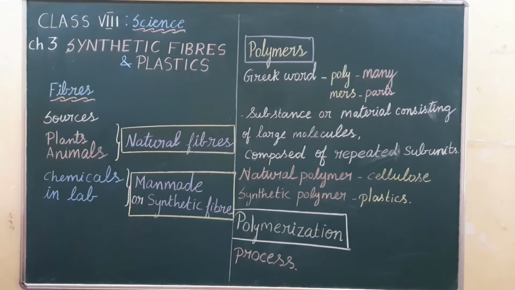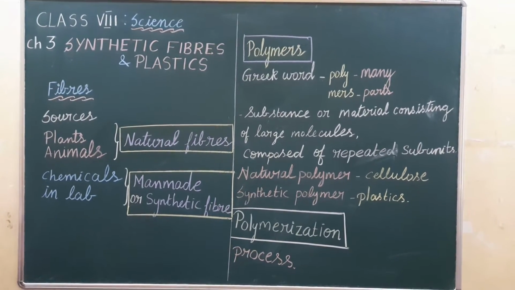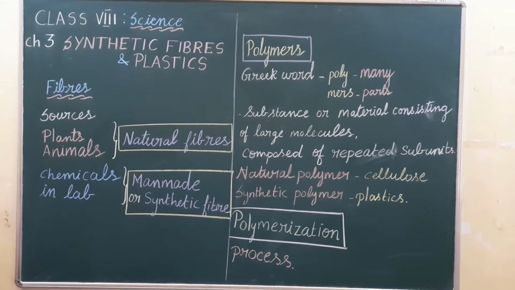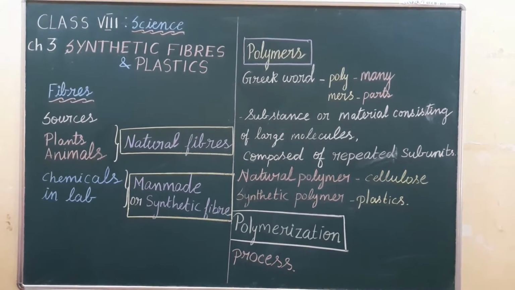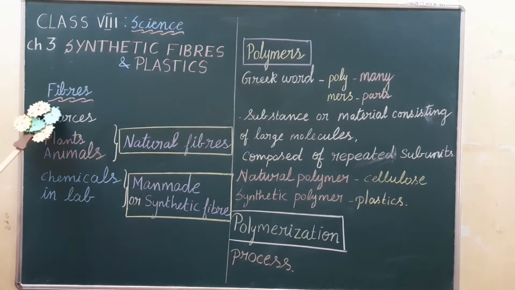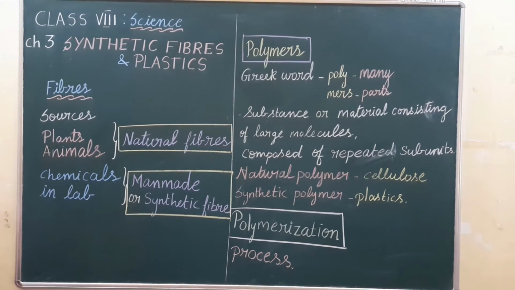So, today we are going to discuss Chapter 3, Synthetic Fibers and Plastics. All of you will be wearing different types of clothes, right? And what are these clothes actually made up of? These clothes are actually made up of fabric. Then what is acting as a source for the fabric? That is nothing but fibers. And what are these fibers?